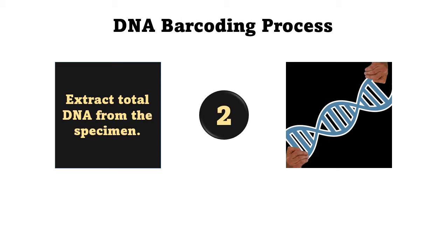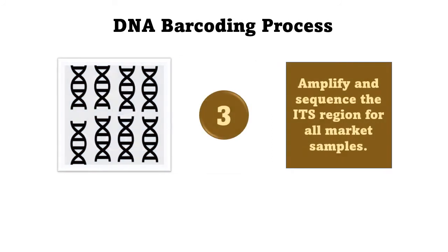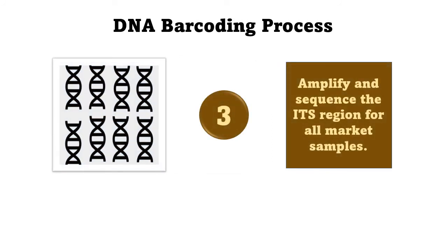And the third step of the DNA barcoding process is amplifying the sequence, that is the internal transcribed spacer region, for all market samples. That means whatever sample we have collected needs to be amplified for a specific region of the DNA.